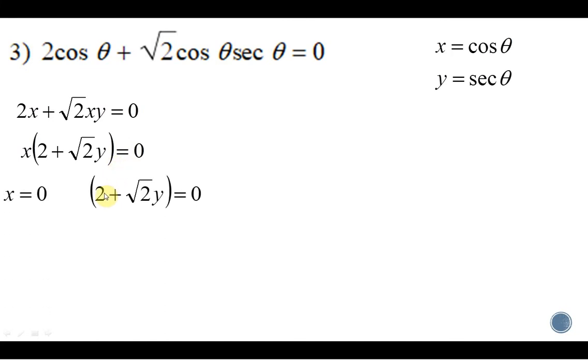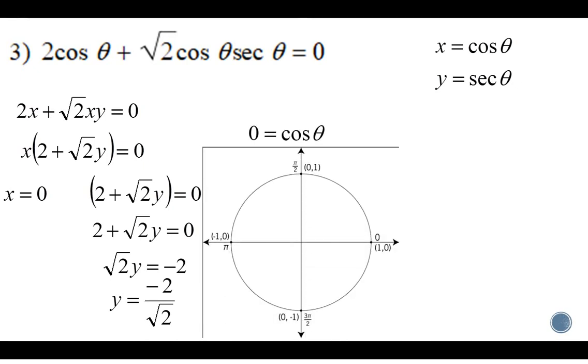So then you set each piece equal to 0. Boom. And then you set, well, we're going to solve that one. So we would subtract 2, 2 divided by the square root. And because you don't need to rationalize, you can actually leave your answer like that. But let's go back to 0.